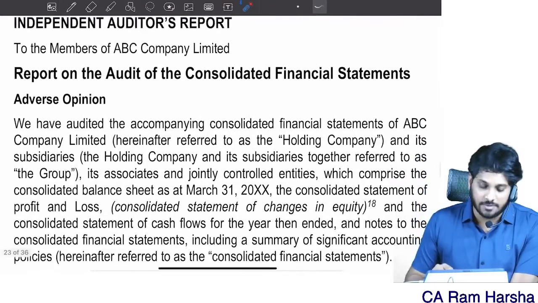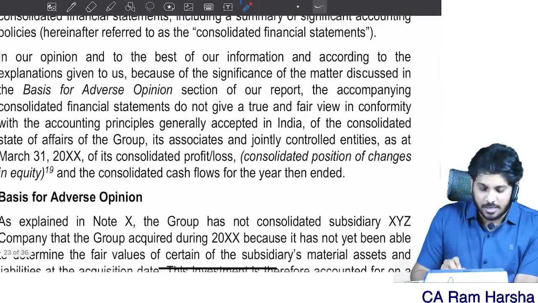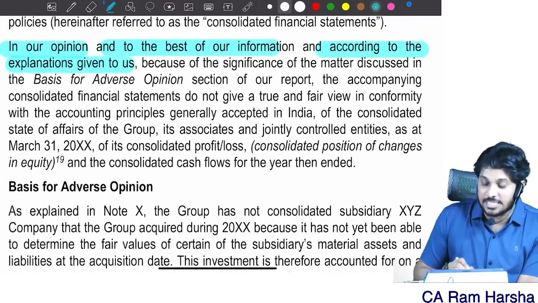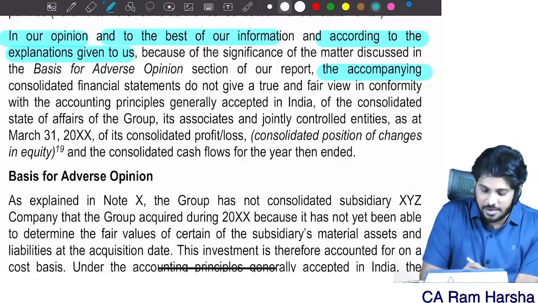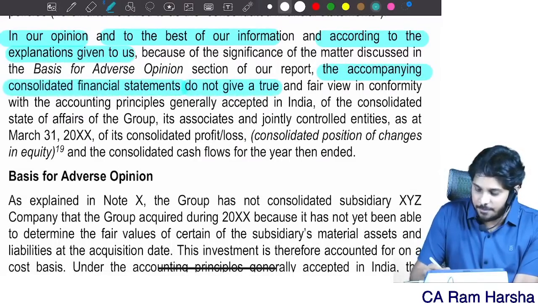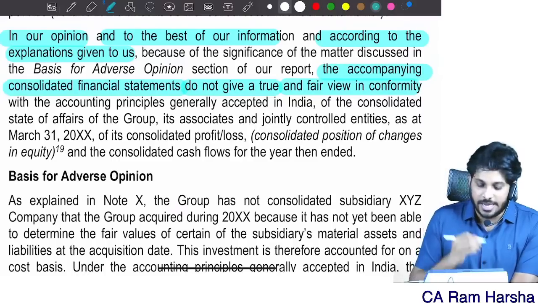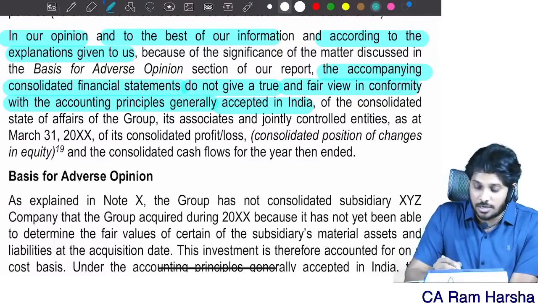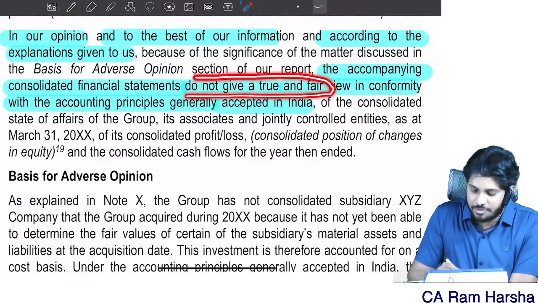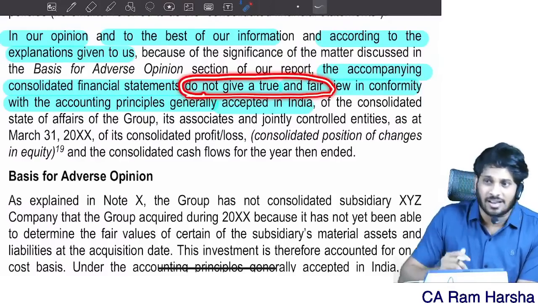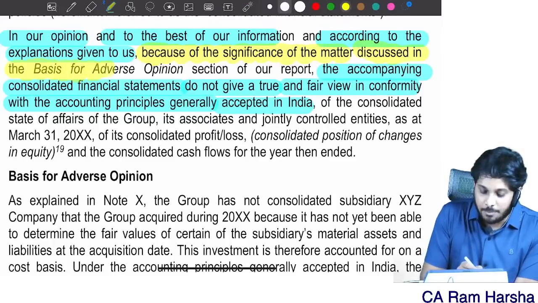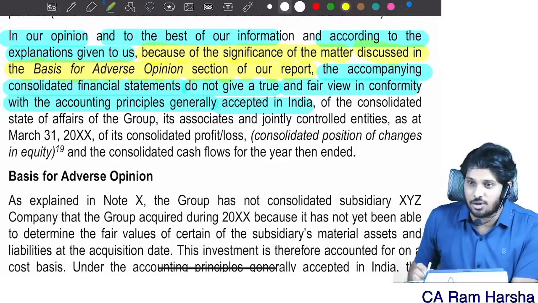So now how are they giving it? See, the side heading: adverse opinion. Now you see here: "In our opinion, to the best of our information and according to the explanation given to us, the accompanying consolidated financials do not give a true and fair view in conformity with the GAAP accepted in India." We straight away said they do not give a true and fair view. Why? Because of the significance of the matter discussed in the basis for adverse opinion section of our report.